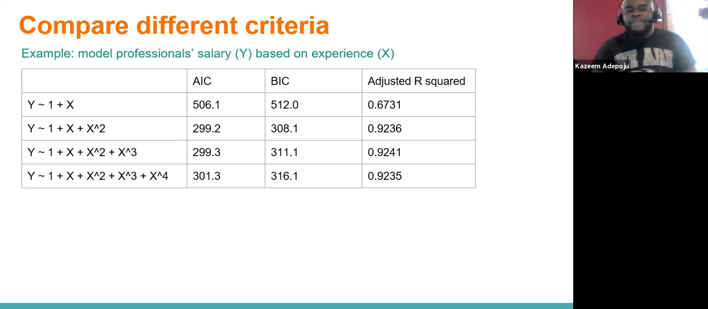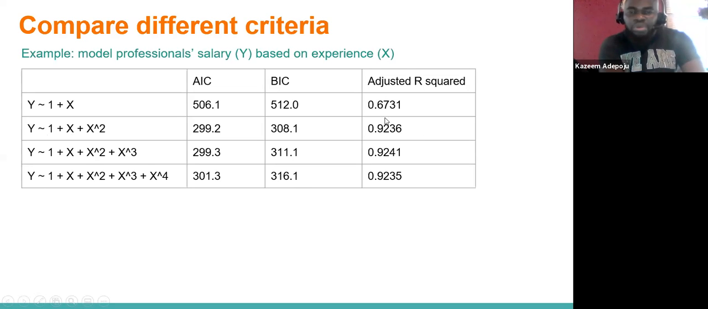Now take a look at what I have right here. The first model here is a simple linear regression model where y is salary and x is experience. And what I have here is a quadratic. If you look at the number of regressors, here it is 2, here it is 3, here it is 4, and here it is 5. Now look at the AIC, and these are their corresponding BIC, and these are the corresponding adjusted R squared. Now let's take a look at that.